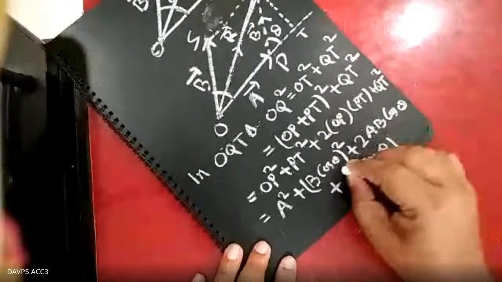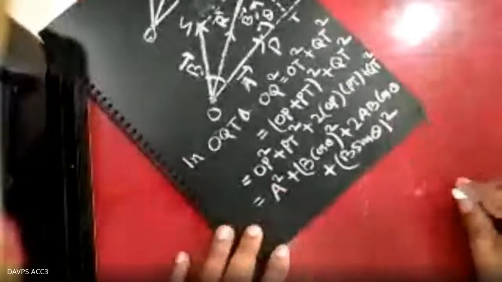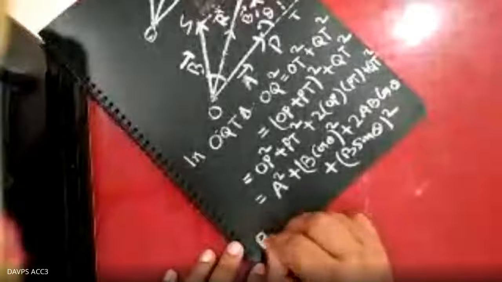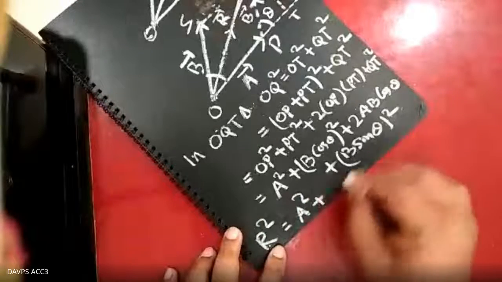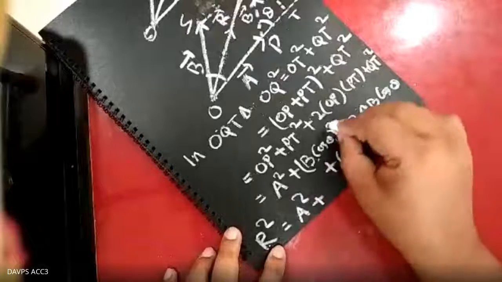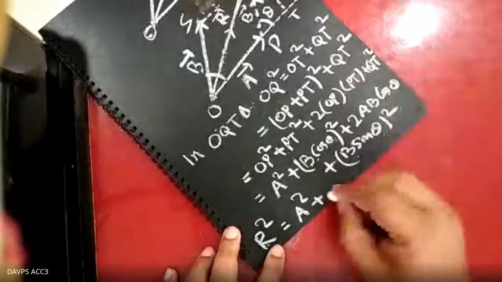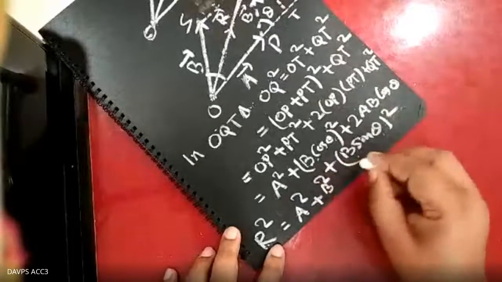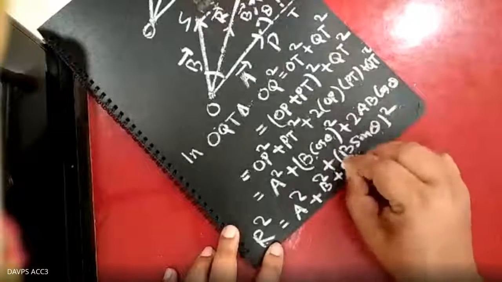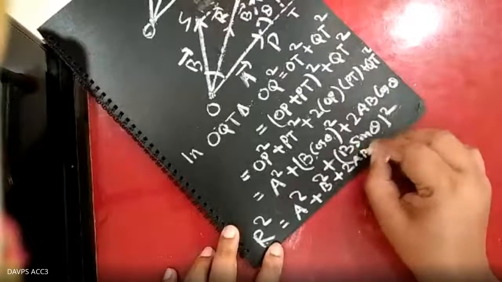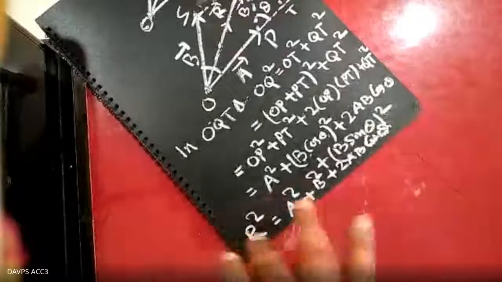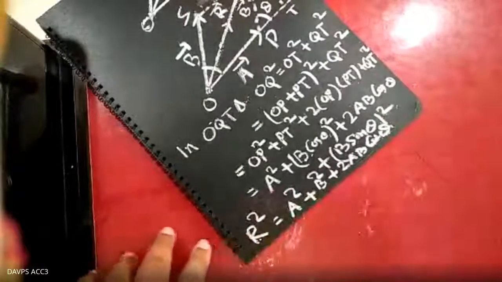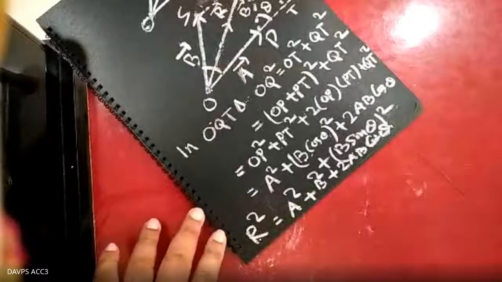B sin theta square. And if we just proceed in this form, we are finding R square equal to A square plus B cos theta, B sin theta, B cos theta square, B sin theta square. Here we are writing only B square directly, plus 2AB cos theta. So that R square you are finding this one, and R equal to A square plus B square plus 2AB cos theta under root.